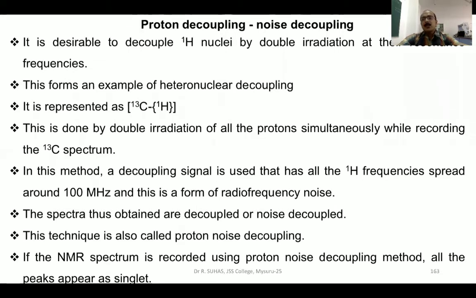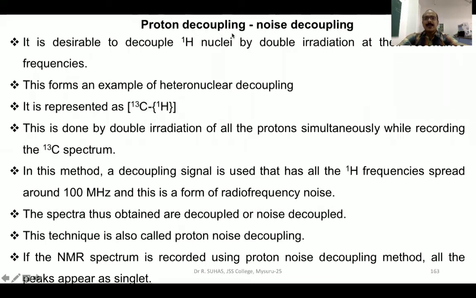Whereas in proton NMR, we have studied double irradiation, and there it is called homonuclear decoupling because both the nuclei are hydrogens. Here, one is carbon and the other is hydrogen, entirely different species, and that is called heteronuclear decoupling. It is usually represented by C13 minus 1H. This is the representation of heteronuclear decoupling.